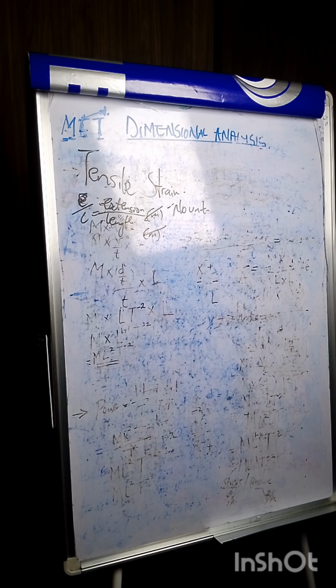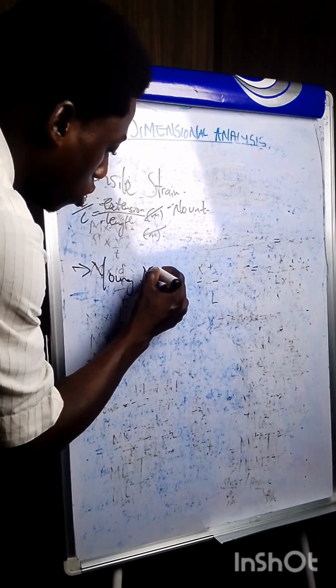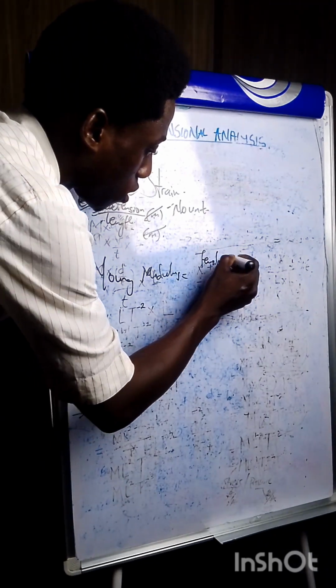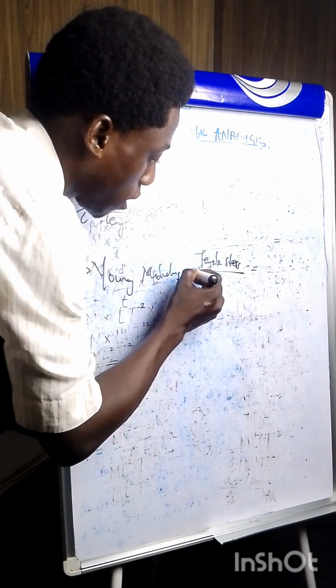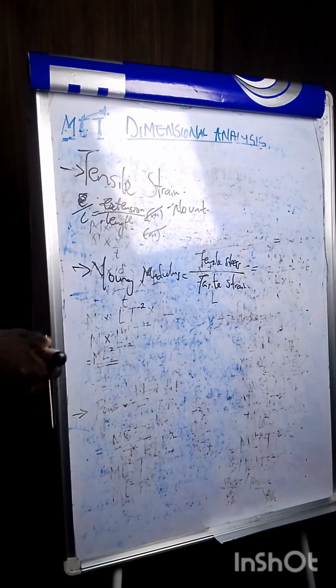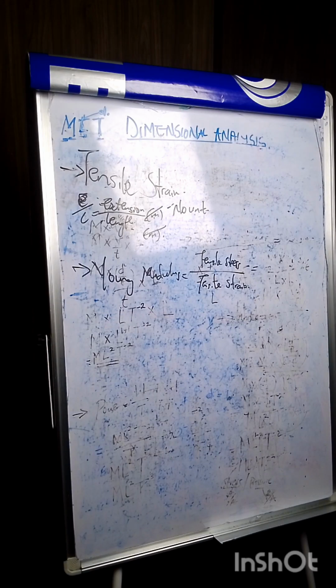Know that our Young modulus is actually given as tensile stress divided by tensile strain. Are you with me? So that means the ratio of tensile stress or compressive stress to your tensile or compressive strain. You are talking about what? Young modulus. Now let's try to find the dimension of Young modulus.